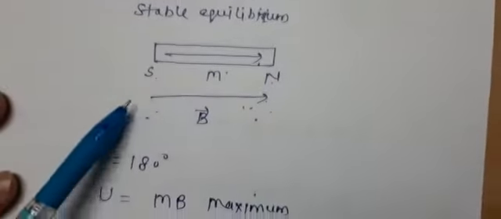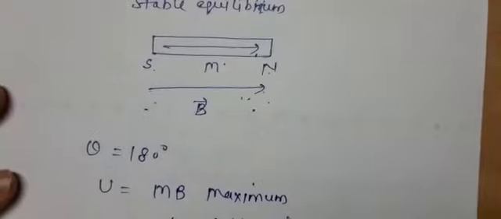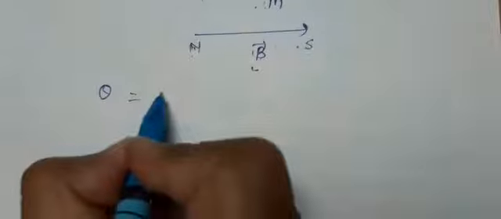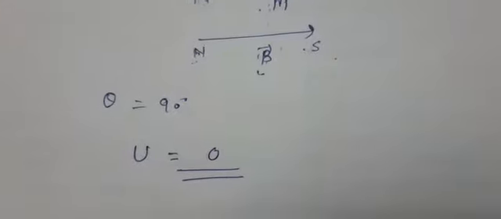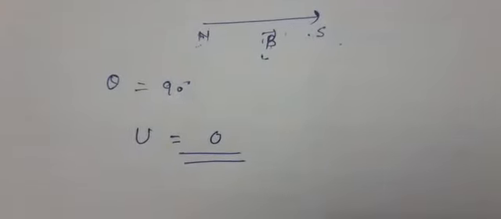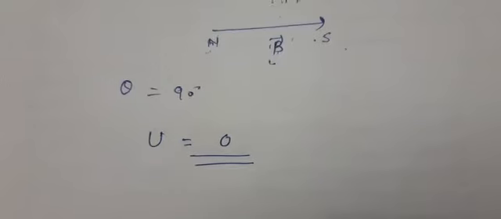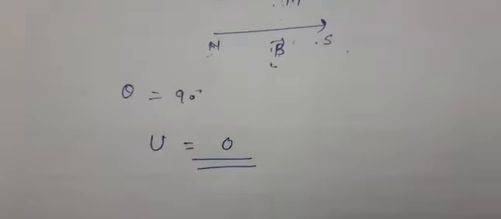It has to attain stability. Whereas in this case, it is in the stable condition. It will not be affected. It will remain as such. And if theta is equal to 90 degrees, in that case cos 90 is 0, so no potential energy exists. So this is the potential energy of a magnetic dipole in a magnetic field.